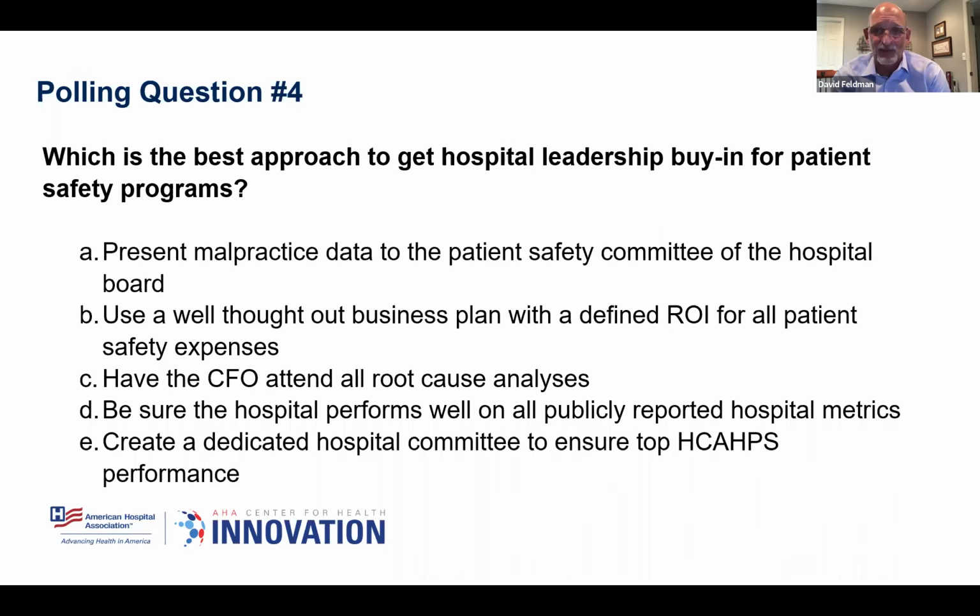The HCAHPS thing, interestingly enough, very few of you said have the CFO attend a root cause analysis. Maybe I asked for the best approach, but that's something I used to do when I ran root cause analysis at a hospital I was at for many years. And I really felt, you can take the question down. Thanks, Kara. I really felt it was kind of interesting to have the CFO sitting in a root cause analysis, listening to what goes on.